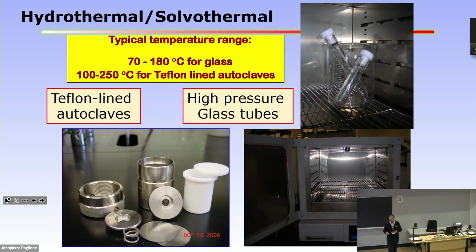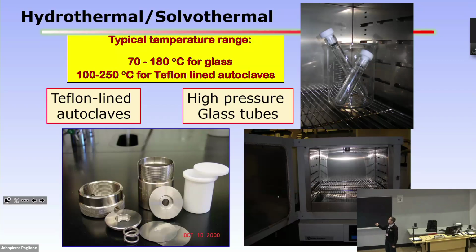This is obviously an old slide from 2000, but this is your typical Parr mild hydrothermal regime. This is what your reaction is in. There's a lid, a Teflon liner, it goes into this thing, there's a little pressure relief. They've gotten a lot more expensive over the years, but they're easy to use, and they're good to about 250 degrees C.